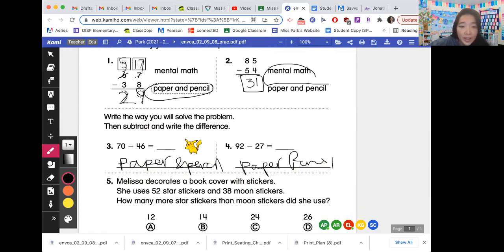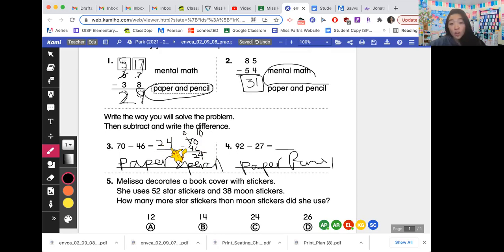Okay, so number 3, 70 minus 46. More on the floor, go next door and get 10 more. 10 minus 6 equals 4. 6 minus 4 equals 2. So you should have got the answer of 24.